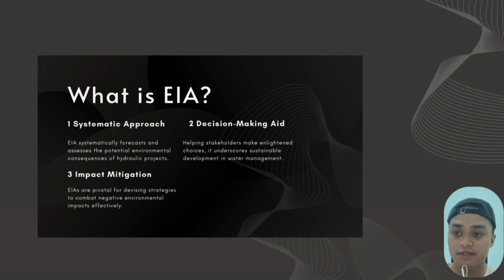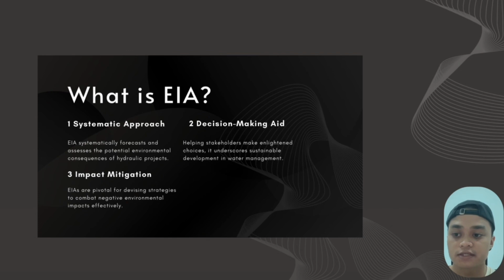So the first point is systematic approach. The EIA systematically forecasts and assesses the potential environmental consequences of hydraulic projects. The second point, decision making aid. Why is the EIA important in decision making aid? Because it helps the stakeholders make their choices in sustainable development in water management in this project.